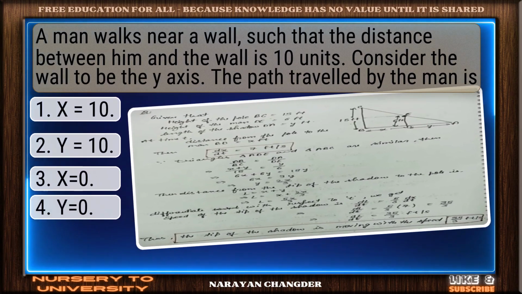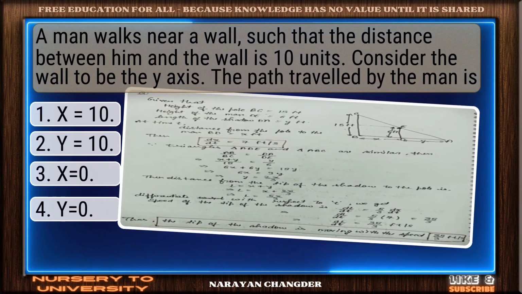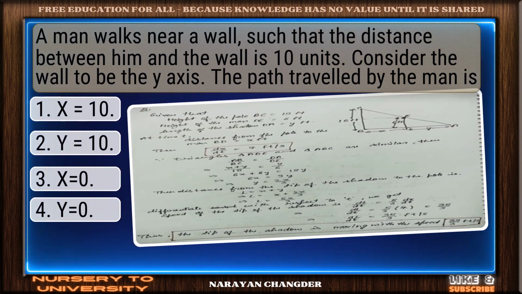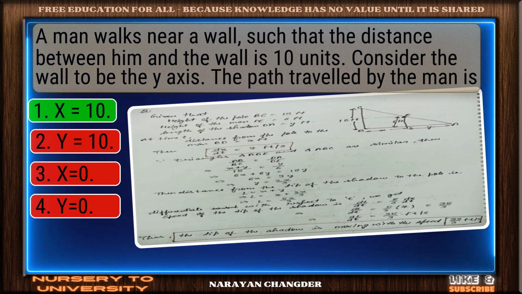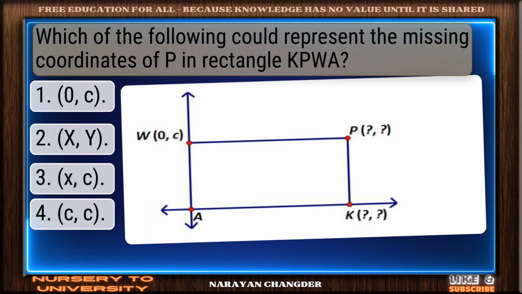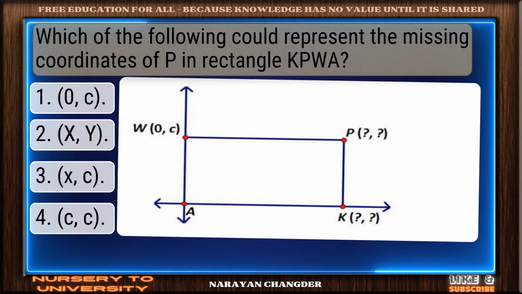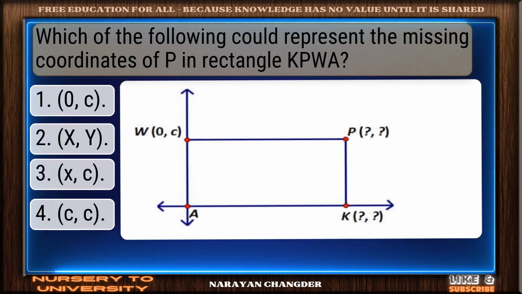A man walks near a wall such that the distance between him and the wall is 10 units. Consider the wall to be the y-axis. The path traveled by the man is. Right choice. X equal to 10 is best. Which of the following could represent the missing coordinates of P in rectangle POA?